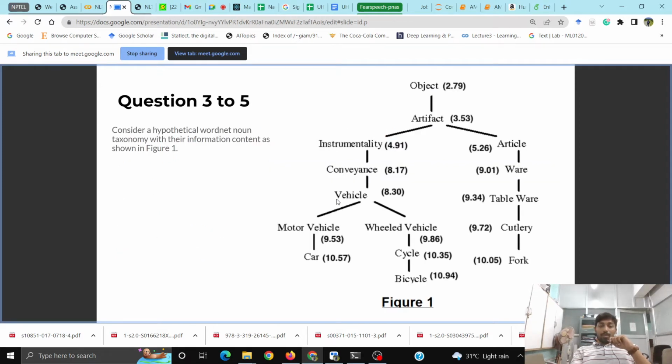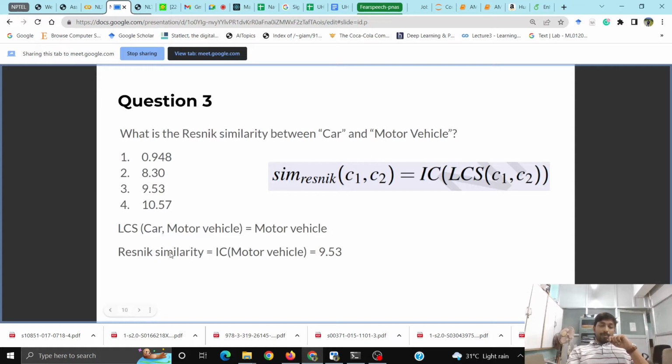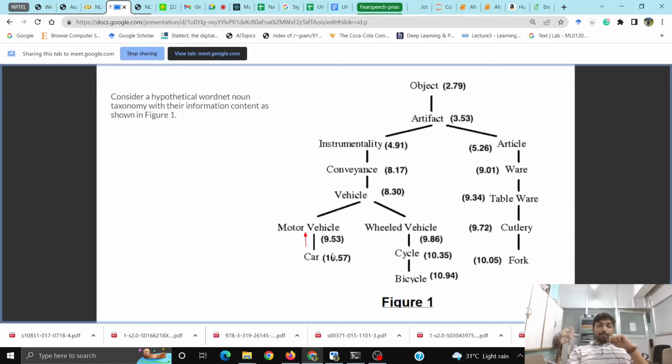So let us look at the car and motor vehicle. Here the common node will be, so we go from car to motor vehicle. So we reach motor vehicle, and this is also motor vehicle. So this is the common node that subsumes both car and motor vehicle. And then the Resnik similarity is the IC of motor vehicle, that is 9.53. Here is the given definition. So that is basically the case.